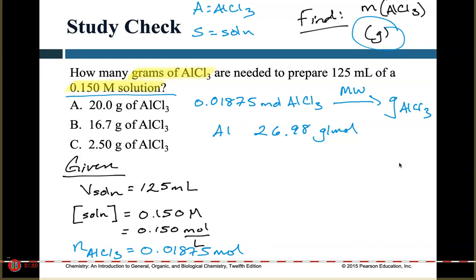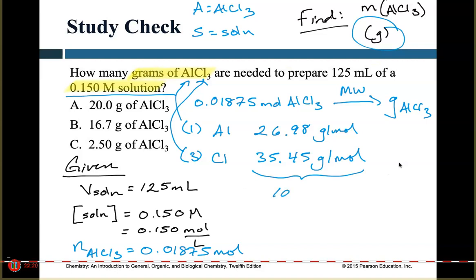And then chlorine is 35.45 grams per mole. I know there is 1 mole of aluminum in 1 mole of AlCl3, and there's 3 chlorides, because we can see from the balanced chemical equation. So if I add that up, 35.45 times 3, the combined mass of the 3 chlorines would be 106.35. I add that to the mass of the aluminum. So AlCl3 molecular weight is 133.33 units of grams per mole.